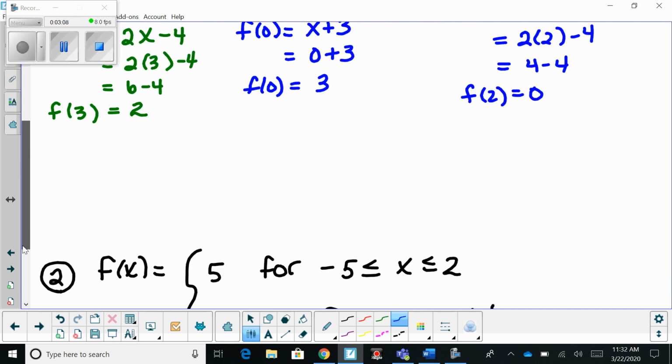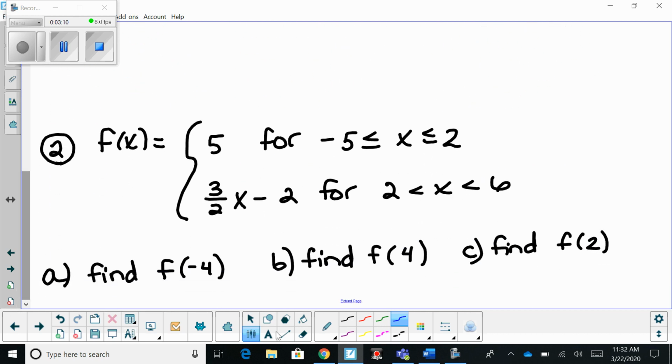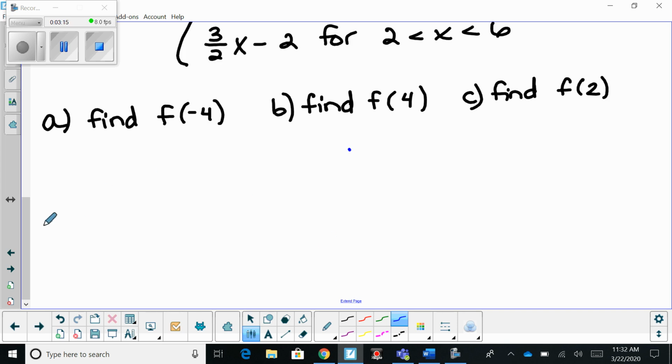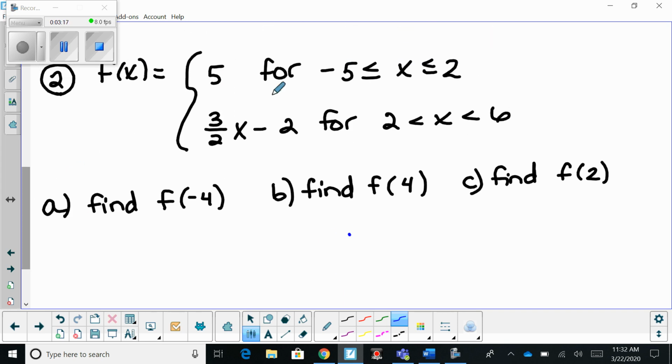All right, let's take a look at another example. Here we have f of x, and our top function is the constant 5 for all values between -5 and 2. And our bottom half of the function is 3/2 x minus 2 for 2 to 6. So part A asks me to find f of -4.